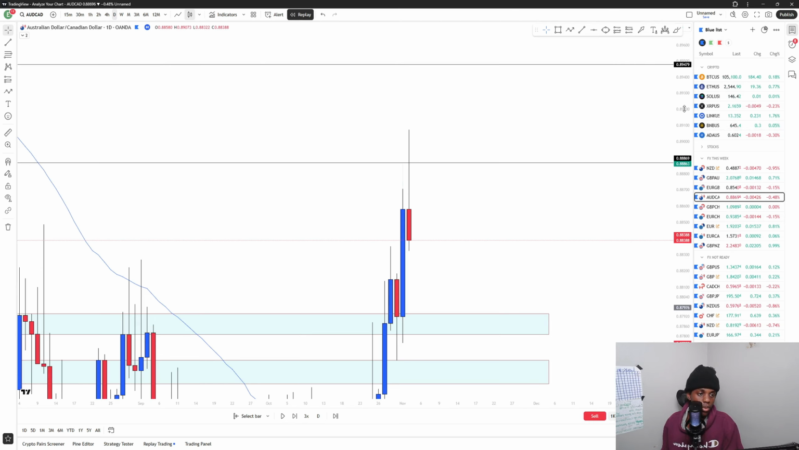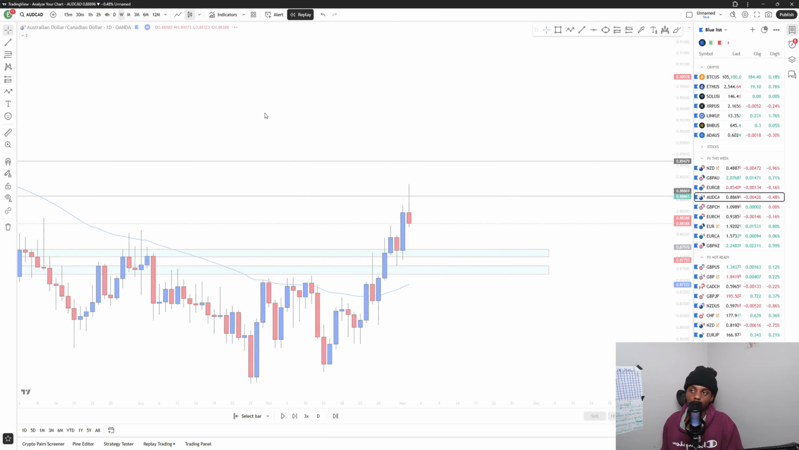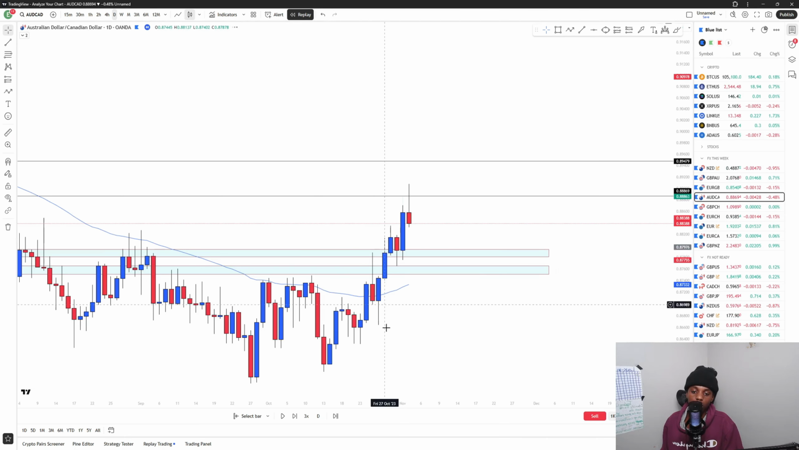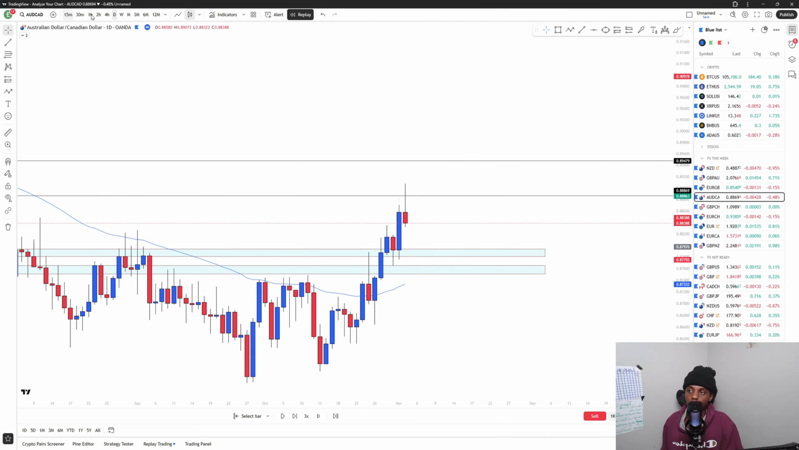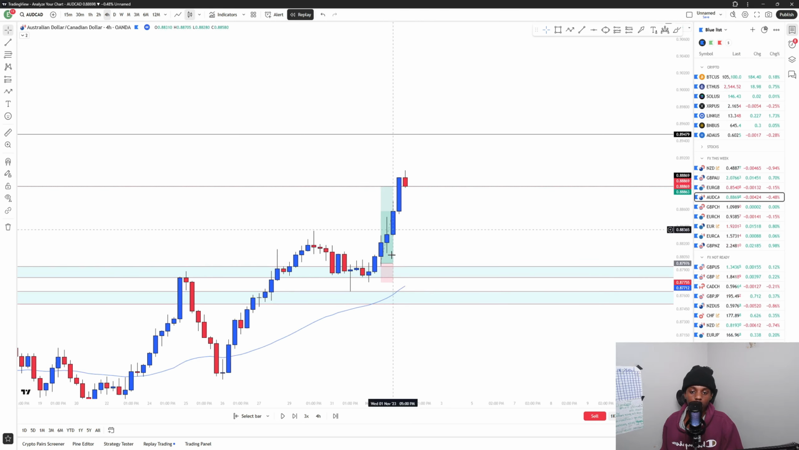Should we go to another pair? Let me see. Weekly time frame bullish, daily time frame still bullish, and the 4 hour bullish. Okay, there's no need to go to another pair. This pair still looks clean, all the time frames are still going up. But since price has moved, let's identify more areas of interest.